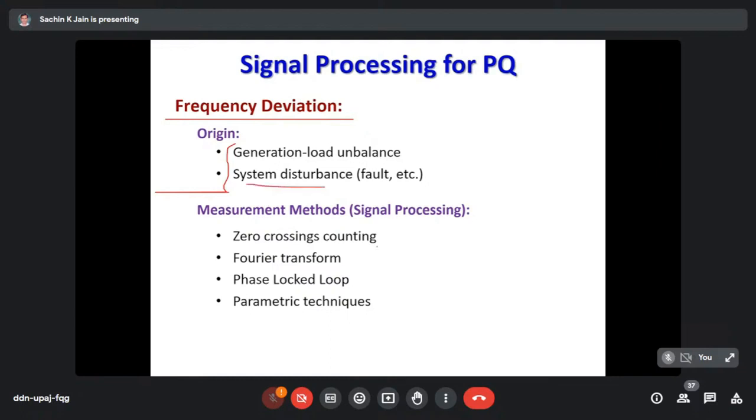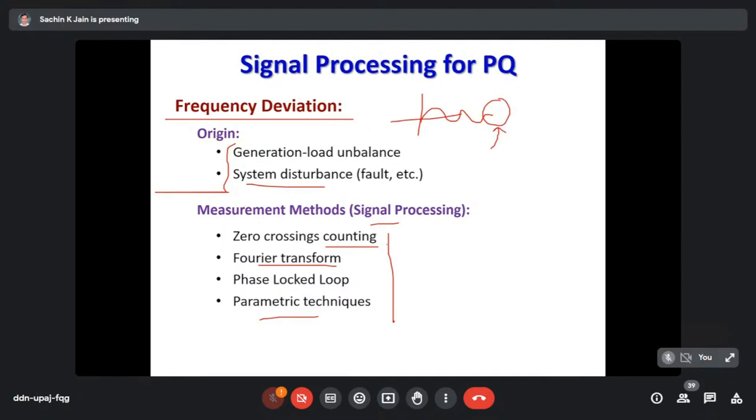We use zero crossing counting. Again, it involves signal processing, either Fourier transform, or PLL, or parametric technique to find out what is the frequency of any signal. So that's how we can find out. For example, this is your frequency and it has changed here. So we can use any of these techniques to find out what is your frequency at present.